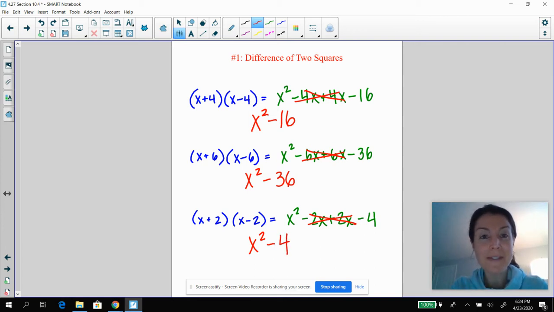Interesting. Do you see where this name, the difference of two squares, comes from? I've got a perfect square right here and a perfect square right here, and I'm finding the difference between the two of them. Remember, that's a fancy word for subtraction. So the difference of two squares comes from things that look like this.